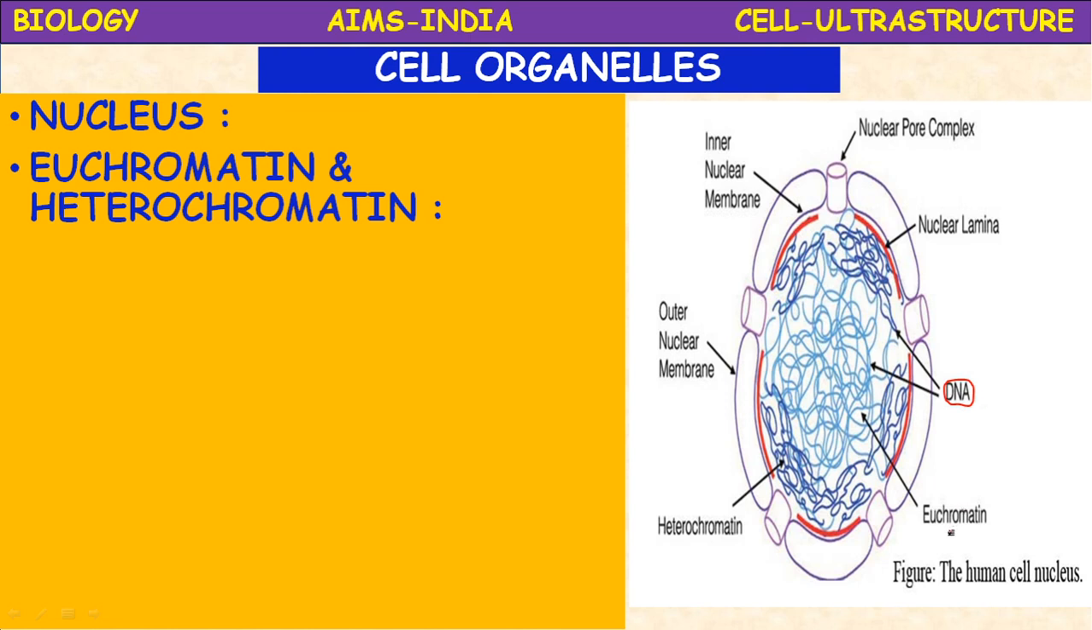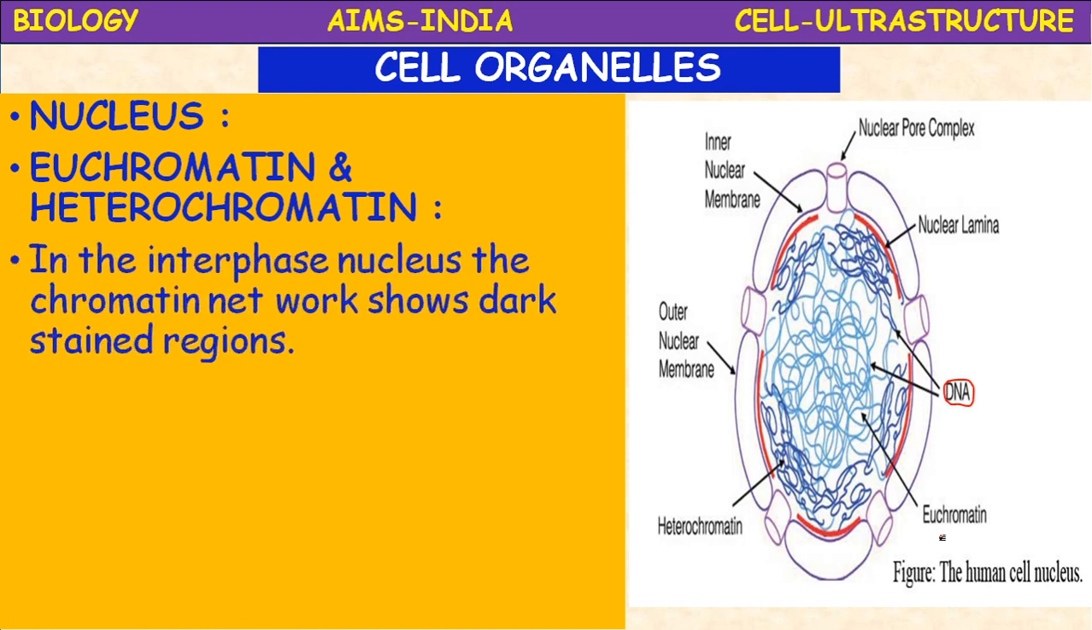So this chromatin, its microscopic structure, we are discussing. Inside the nucleus, what is there? Euchromatin and heterochromatin. In the interphase, what does interphase mean? At the time of cell division, the total chromatin material undergoes some changes. Before cell division, that resting period is called interphase. Actually it is not truly a resting period; interphase is the phase between two cell divisions.